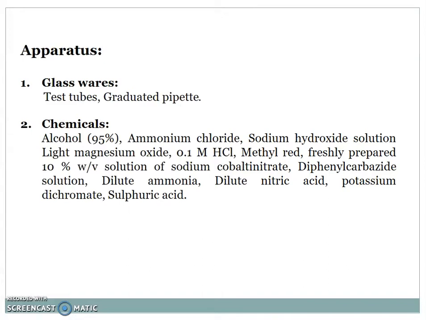Glassware: test tube, graduated pipette and test tube stand. Then chemicals: 95% alcohol, ammonium chloride, sodium hydroxide solution, light magnesium oxide, 0.1 molar hydrochloric acid, methyl red solution, freshly prepared 10% weight by volume solution of sodium cobalt nitrate, diphenyl carbazide solution, dilute ammonia, dilute nitric acid, potassium dichromate and sulfuric acid. Now for the actual practical we move towards the laboratory.